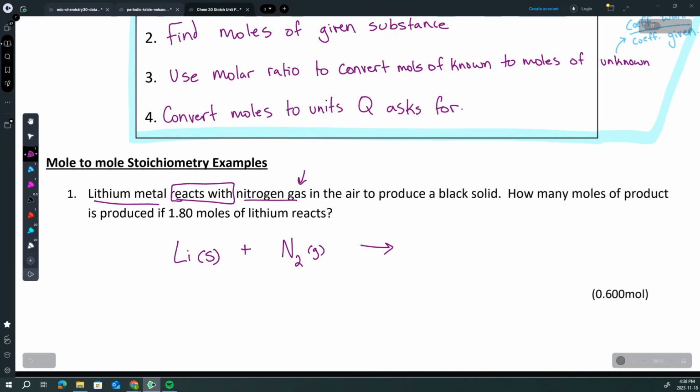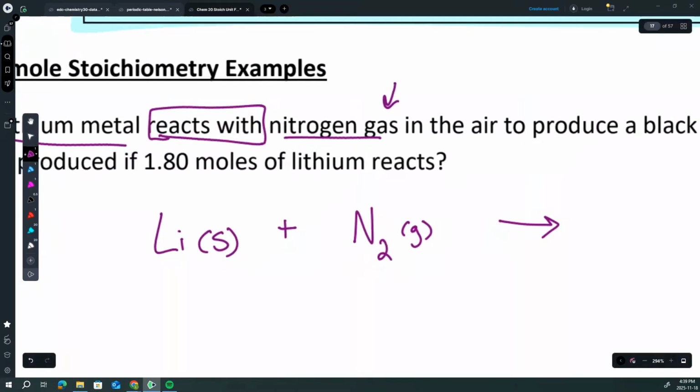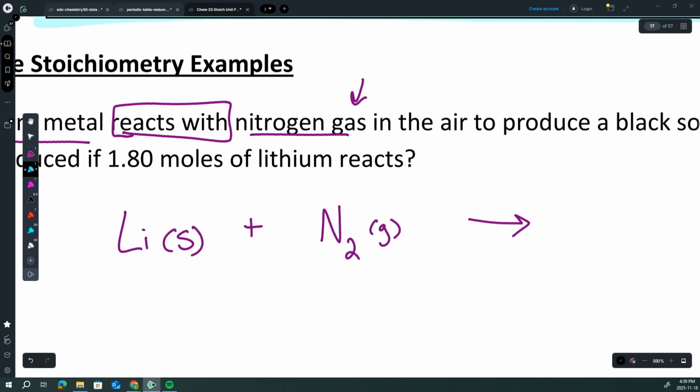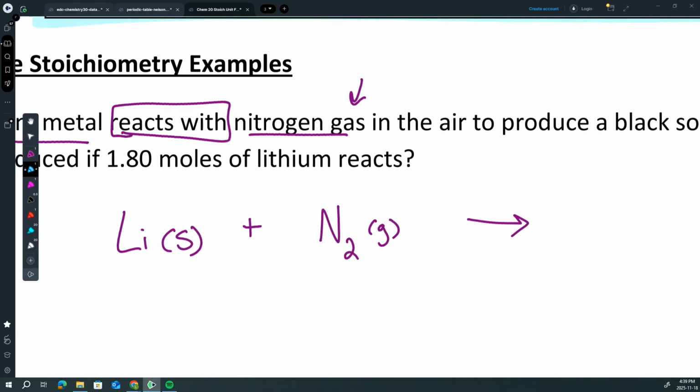So the question doesn't tell us what our product is. We need to predict what the product is. Based off of our 5 general reaction types, if we look at our reactants given, we have an element reacting with an element. So this is going to be a formation reaction. An element reacts with an element to create some compound.